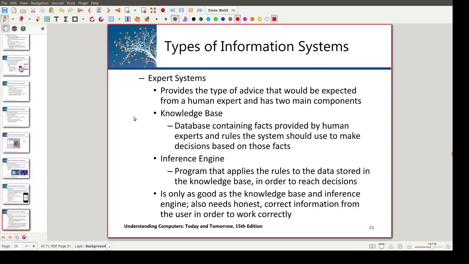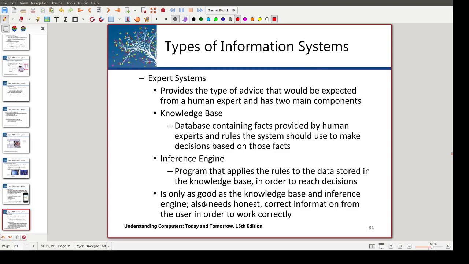So what are expert systems? Expert systems provide a type of advice that would be expected from a human expert and have two main components: a knowledge base and an inference engine. The knowledge base is a database containing facts provided by human experts and rules the system should use to make decisions based on those facts. And the inference engine is a program that applies the rules in the knowledge base to the data stored in the knowledge base in order to reach a decision.